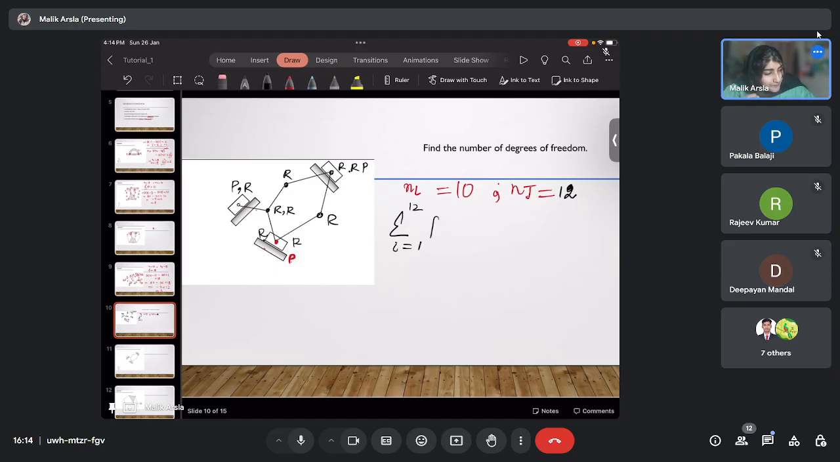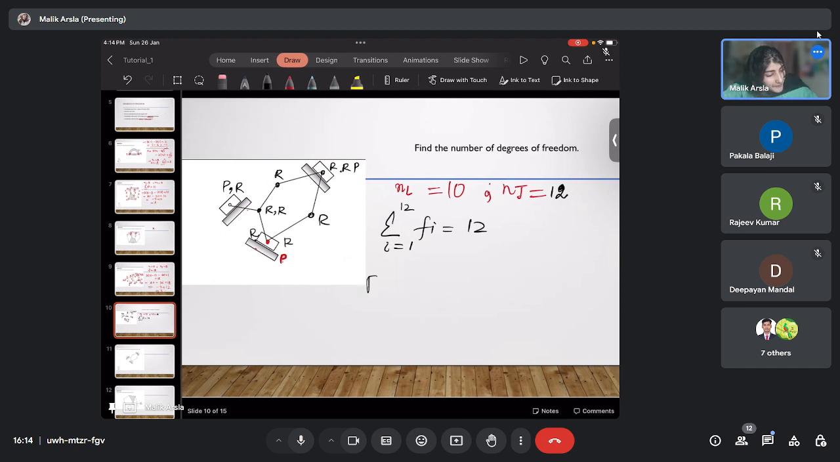It will be 12. Now putting in the formula, it will be 3 into (10 minus 1), since we have a fixed link, then minus 3 into 12 plus 12. So what is this coming out to be? I guess it's coming out to be 3 only, right? 3 into 9 minus 36 plus 12, which is minus 9 plus 12, equal to 3. Okay.